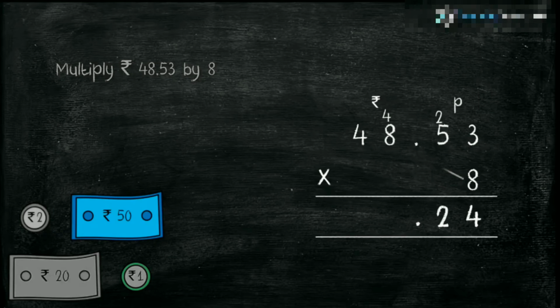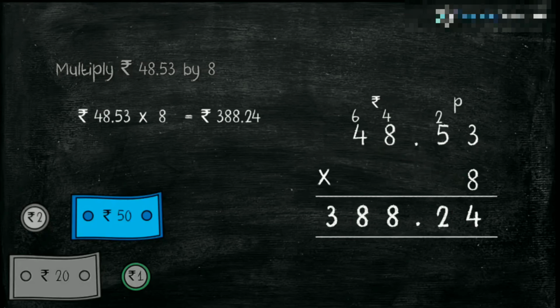8 into 8 equals 64, plus carry 4 equals 68, carry 6, and 8 into 4 equals 32, plus carry 6 equals 38. So the answer is rupees 388.24.